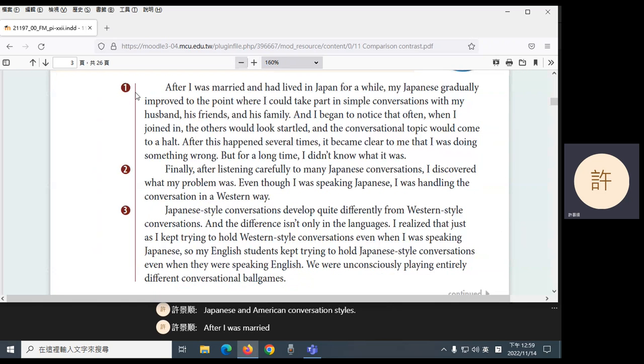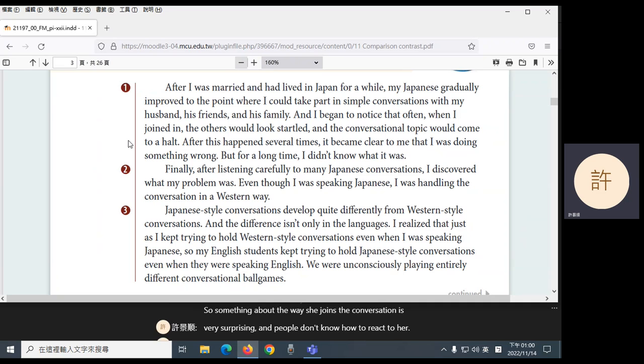After I was married and had lived in Japan for a while, so the author is not from Japan, right? So it's probable that she's from America. I had lived in Japan for a while. My Japanese gradually improved to the point where I could take part in simple conversations with my husband, his friends, and his family. And I began to notice that often, when I joined in, the others would look startled and the conversational topic would come to a halt. So something about the way she joins the conversation is very surprising and people don't know how to react to her.